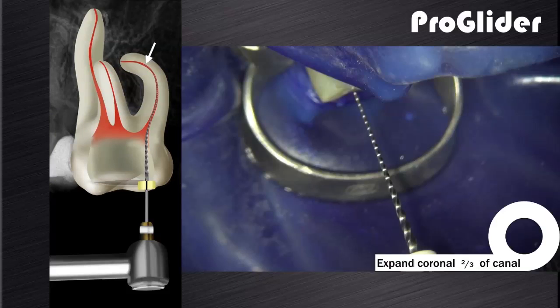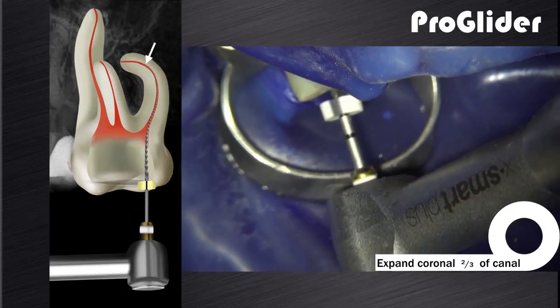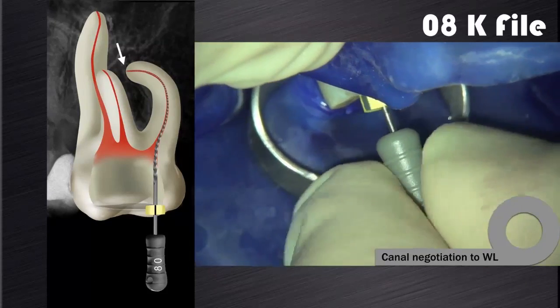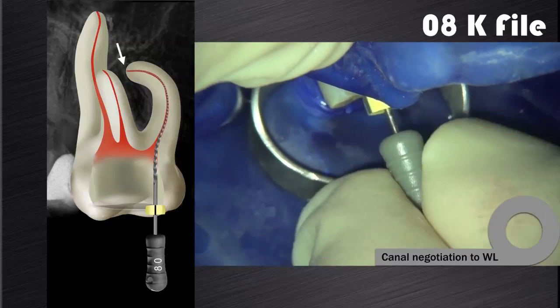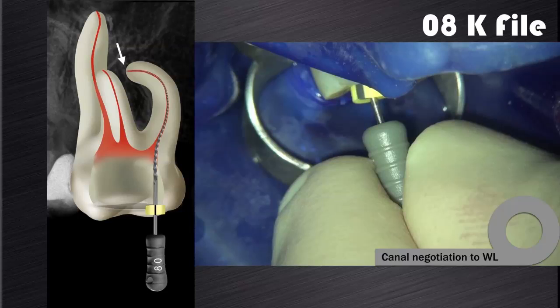In narrow canals, where you often battle to get negotiation to patency, I would recommend that you use the ProGlider instrument just in the coronal 2/3 of the canal or up to the point where the hand file hanged up. The ProGlider is then used in a backstroke brushing motion in order to create more coronal space in the canal. You will be amazed to see how many times this protocol enables the same hand file that hanged up to progress to full working length or to patency.